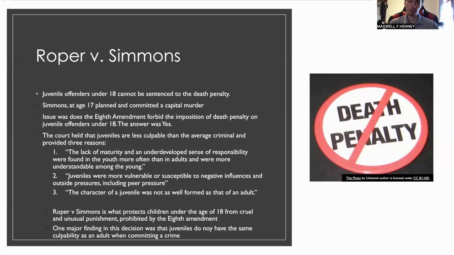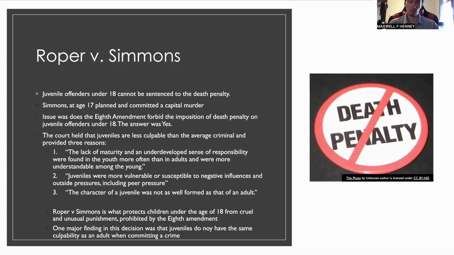The court held that juveniles are less culpable than the average criminal and provided 3 reasons. The first was the lack of maturity and an underdeveloped sense of responsibility were found in the youth more often than in adults and were more understandable among the young. Second was juveniles were more vulnerable or susceptible to negative influences and outside pressures, including peer pressure. The third was the character of a juvenile was not as well formed as that of an adult.